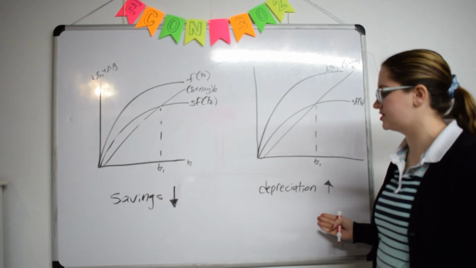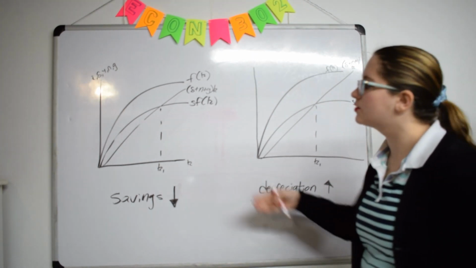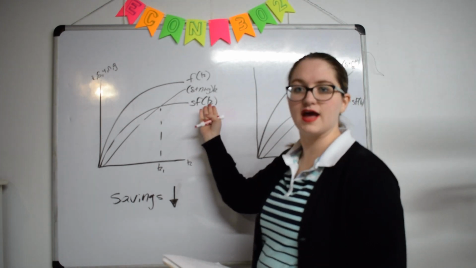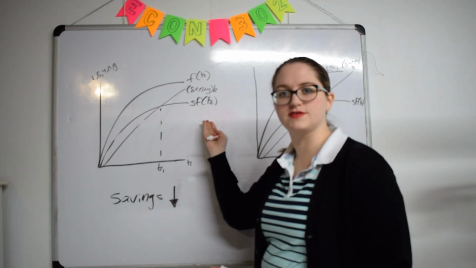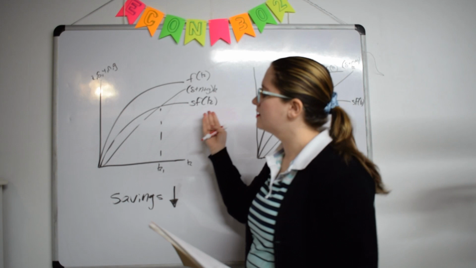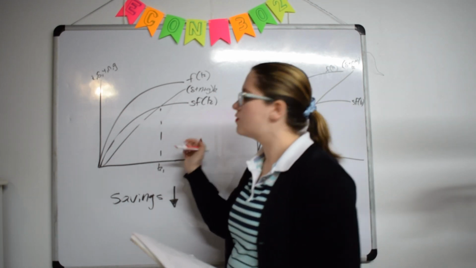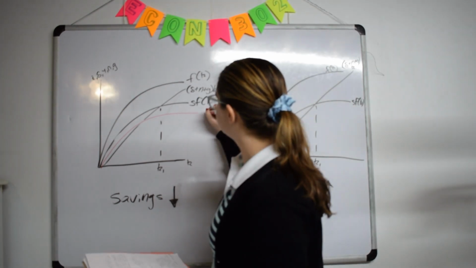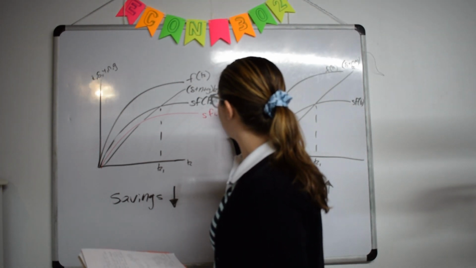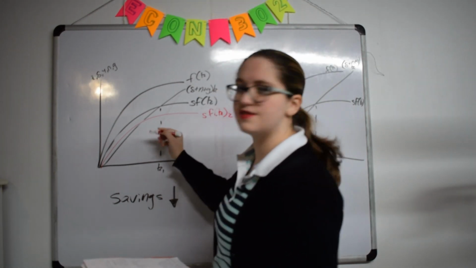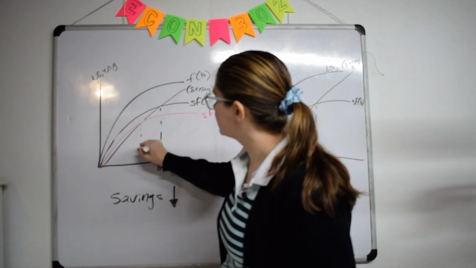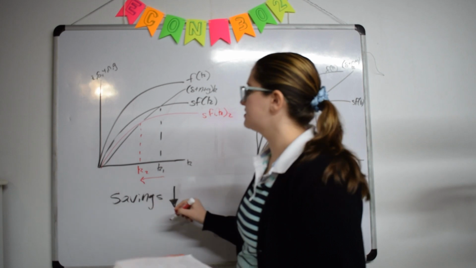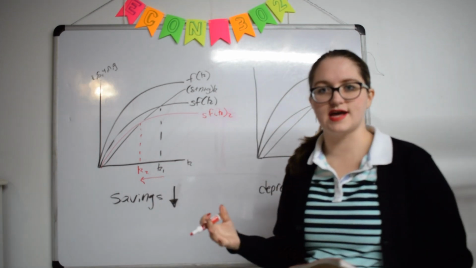So looking at savings, we find it in the SF of K curve, or the amount saved in the economy per person. So if this decreases, what you'll do is shift the savings line down to SF of K2. This decreases the amount of capital per person in the economy, and thus decreasing the steady state.